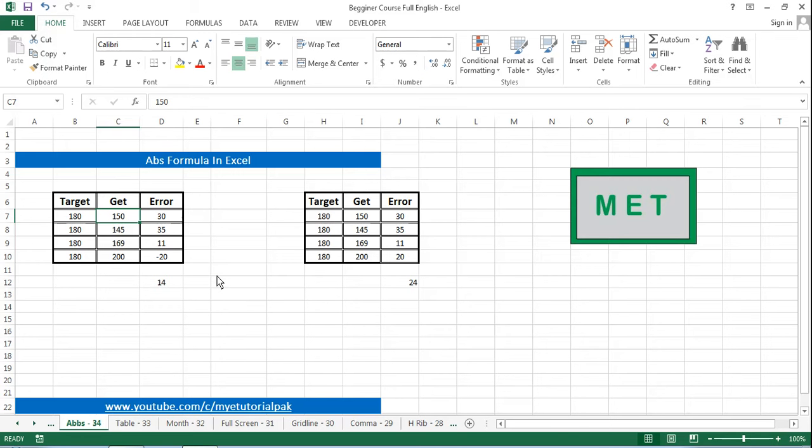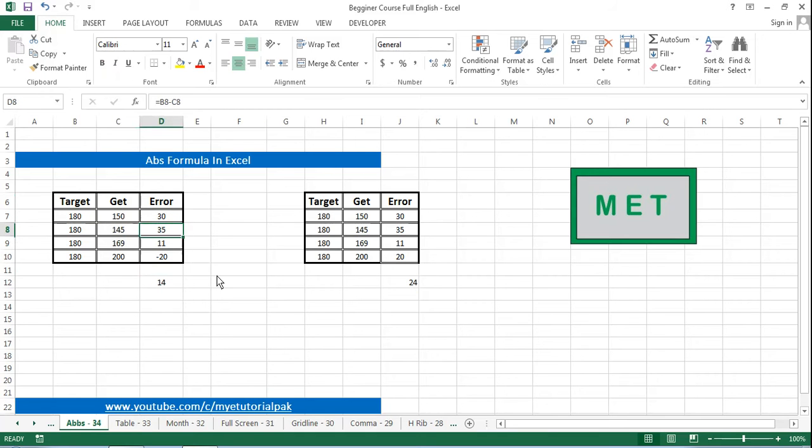First of all, let me discuss what the benefit of this formula is. Here you can see our data. Here is the target and the actual result we get. 180 is the target and 150 is the point which we get, and 30% is the error.